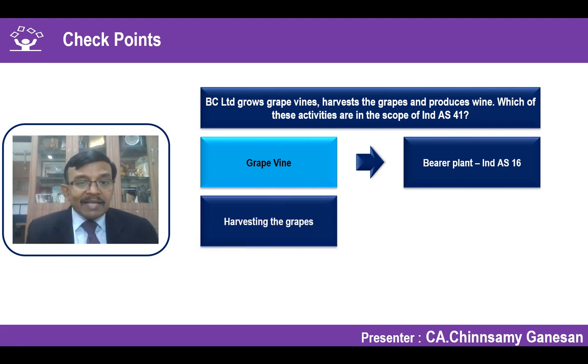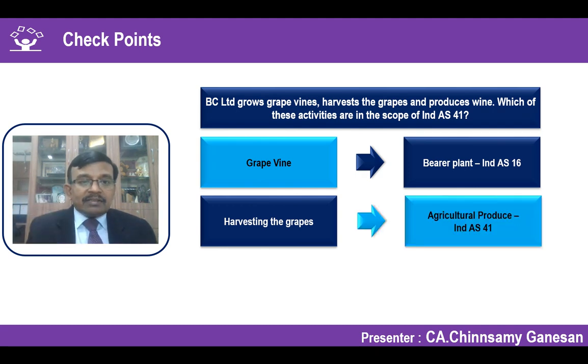Harvesting the grapes, where I am harvesting at the point of harvest or up to the point of time it is still there in the grape vines. What is growing? What is the agricultural transformation happening based on management of the biological transformation? That is considered as an agricultural produce that is covered under Ind AS 41.